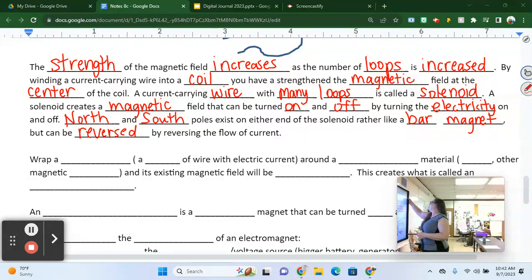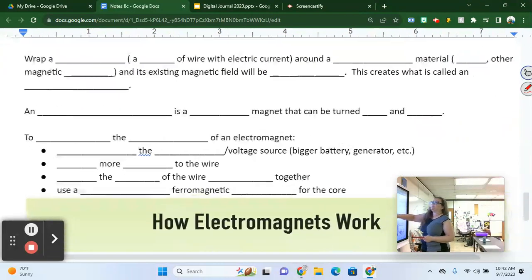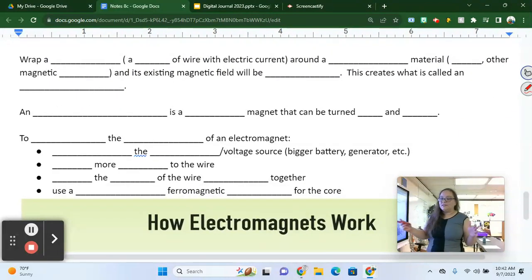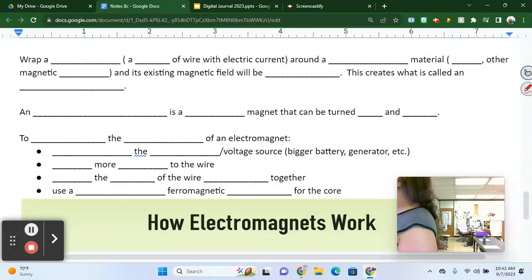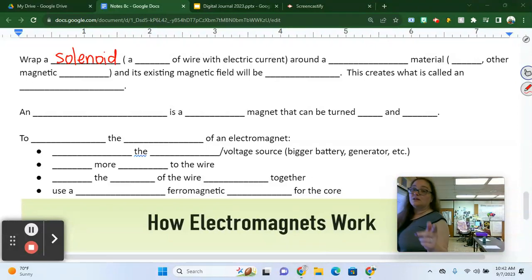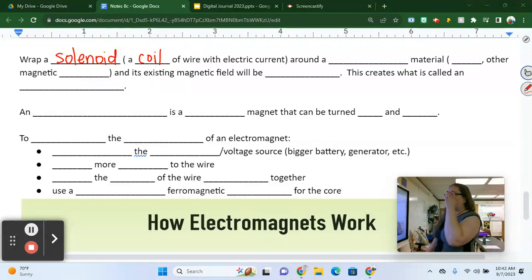All right, again, pause it if you need to. I'm clearing it. So how do we make an electromagnet? We wrap a solenoid. And what was a solenoid? That was a fancy name for what? Right, a coil of wire. So solenoid is just a fancy name for a coil of wire.